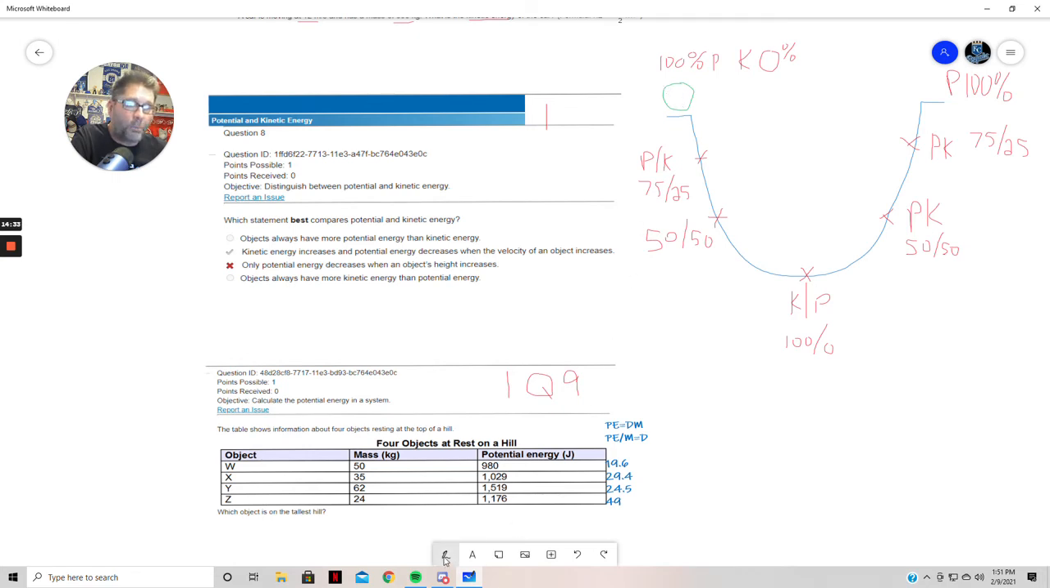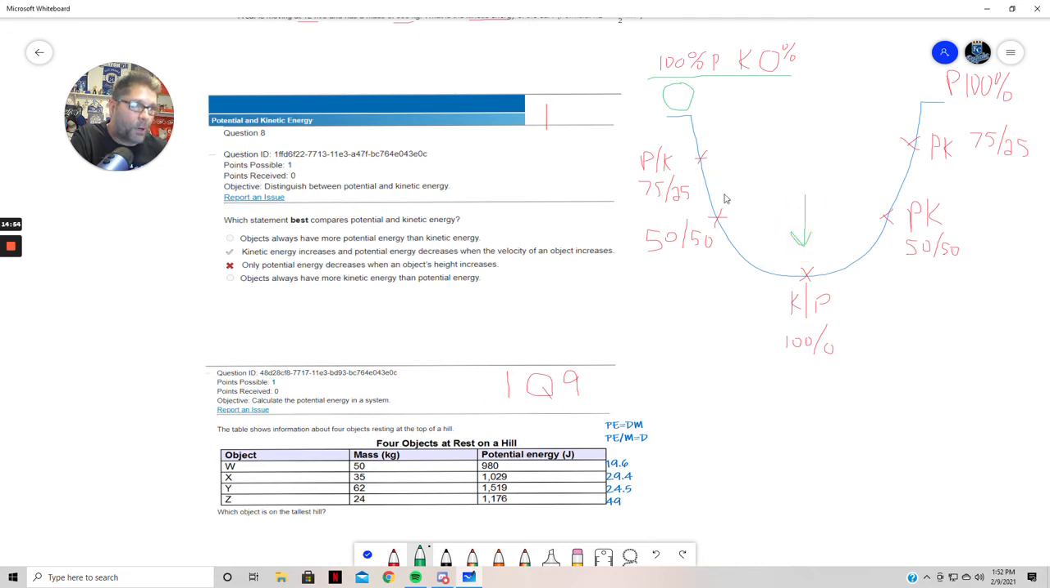Let's get a different color here since I used red. 100% potential and 0% kinetic. So it's at its greatest potential energy, sitting still at the top of the hill. And at the bottom of the hill, okay, it's come all the way down here.